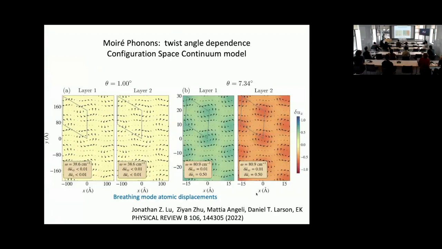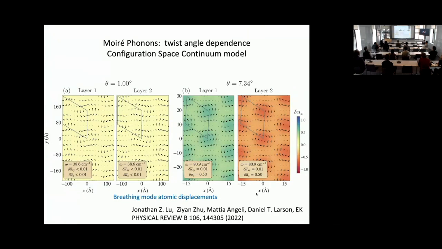And there's interesting patterns of the atomic displacements. So this is 1 degree twist, layer 1 and layer 2 atomic displacements, 7.34 degree twist, again, layer 1 and layer 2. And these are top views, and you see these kind of rotational atomic displacements corresponding to the breathing modes between the layers that I was highlighting.